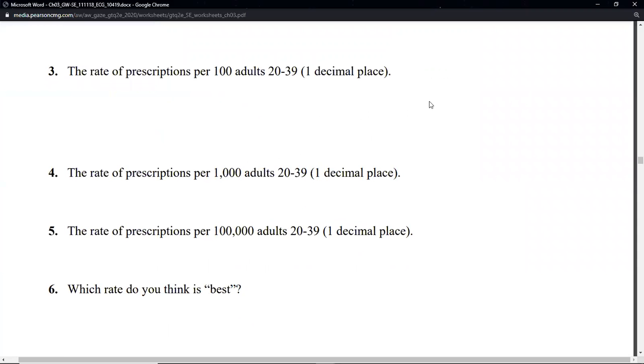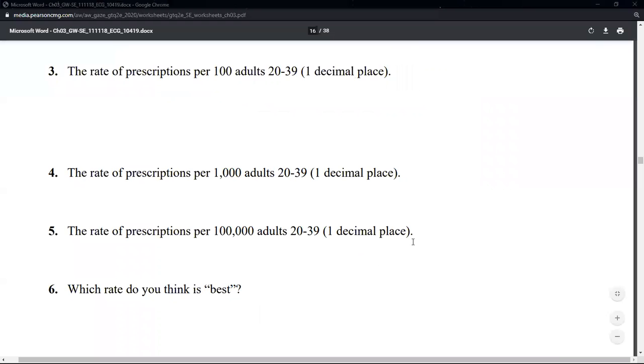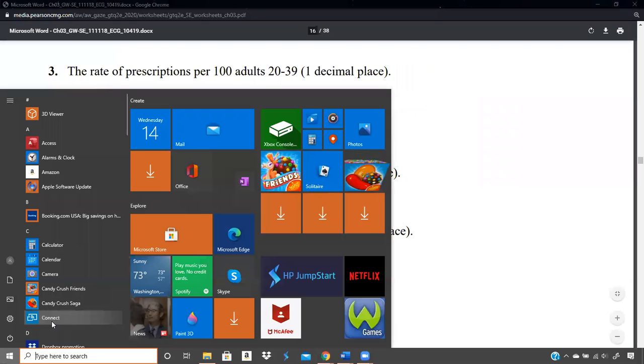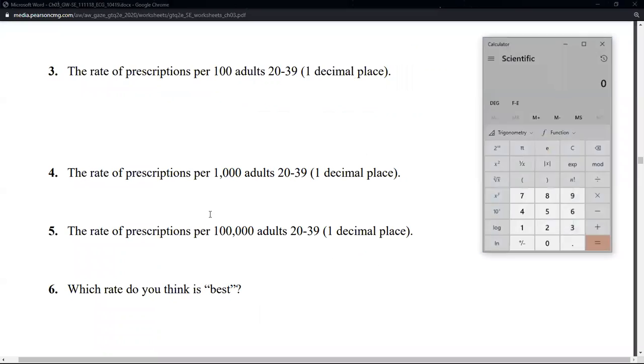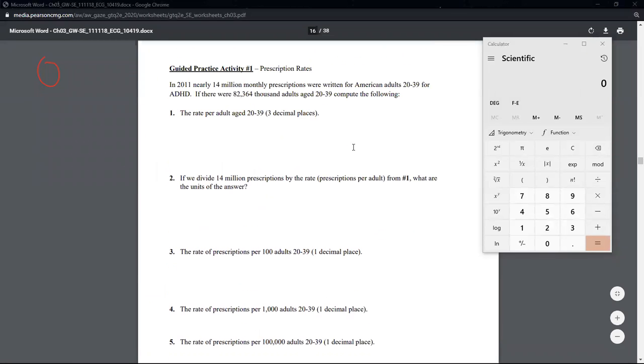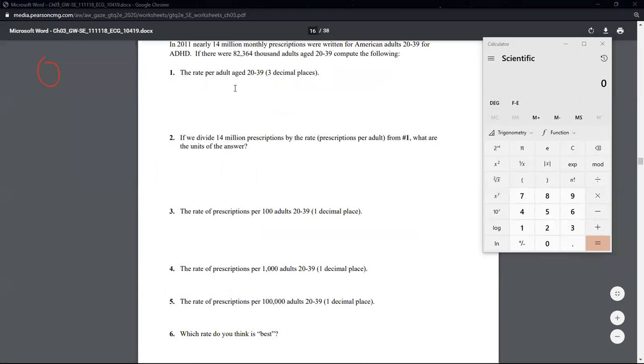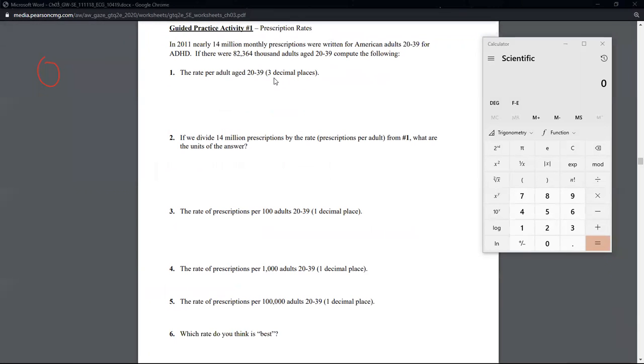Yeah, we'll just do it here, and we'll deal with the silly annotate. But I want to get my calculator out first. Over this side. There we go. Okay. So the rate of prescriptions per 100 adults. We already did 1 through 2. We're starting on 3. The rate of prescriptions per 100 adults, which I guess it would be nice if you could actually see what that number was. So yeah, I'm just going to have to leave this zoomed out, unfortunately. That's okay.